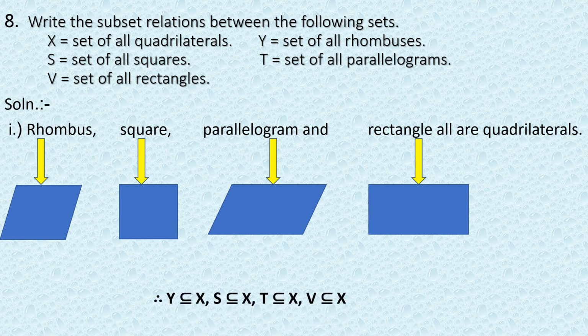So can we say that S is a subset of X? X is what? The set of all quadrilaterals. Y is what? The set of all rhombuses. So the set of all rhombuses is a subset of this quadrilateral. Similarly, S, the set of all squares, is a subset of X. T, that is the set of all parallelograms, is a subset of X. So T is a subset of X. Next, V, the set of all rectangles, is a subset of X.